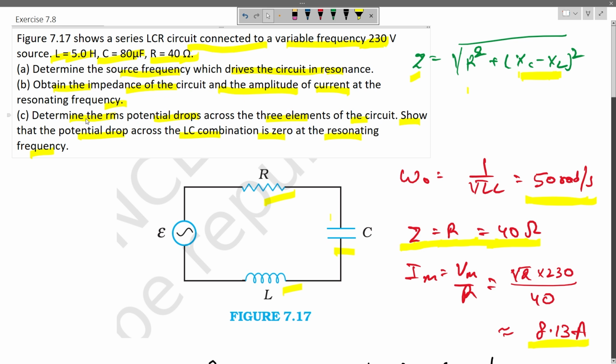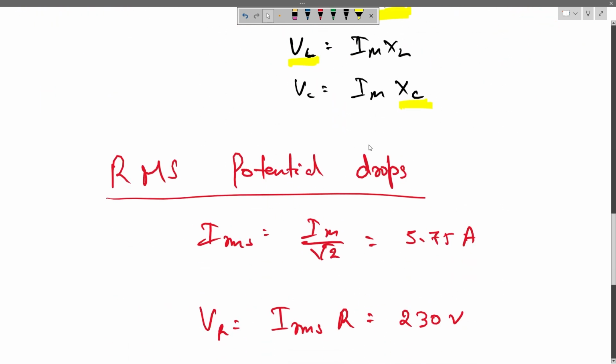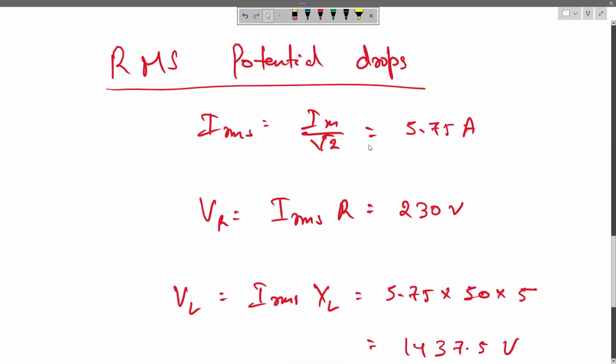Now we have to determine the RMS potential drop across the three elements of the circuit. So we have to find IRMS for that. IRMS is equal to peak current divided by root 2, and this gives us 5.75 ampere. So the potential drop across the resistor is IRMS multiplied by R. That gives us 230 volt, because R is 40 and 40 multiplied by 5.75 gives 230 volt.